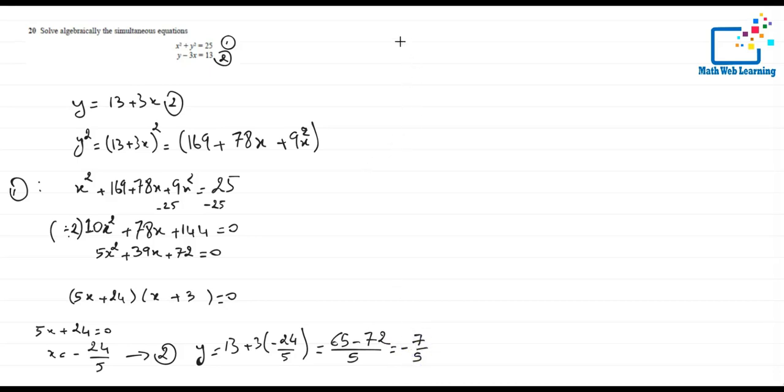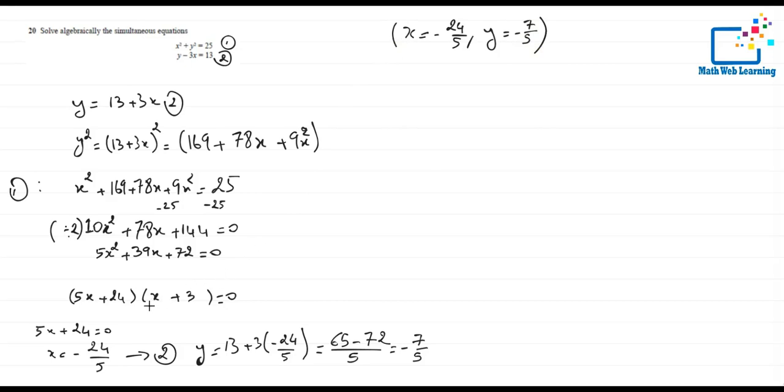So the first pair of solutions are x equals minus 24 over 5 and y equals minus 7 over 5. So this is the first pair.